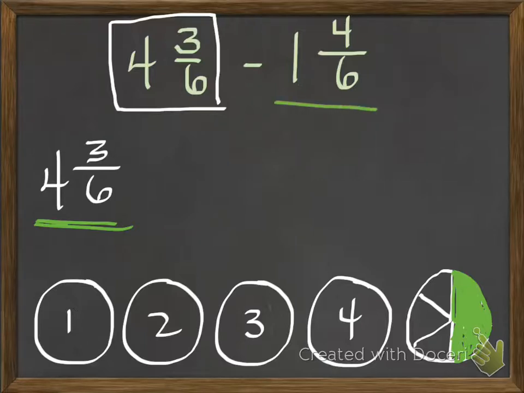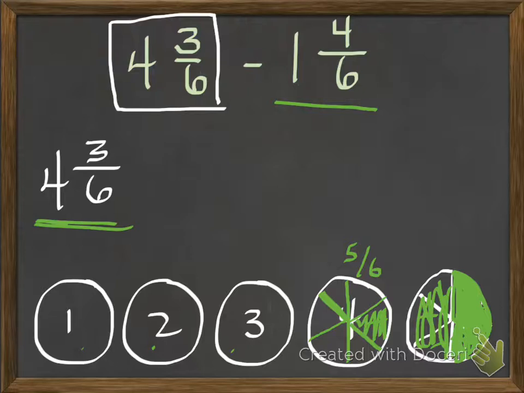Now I've got to take away 1 and 4/6. Well, taking away one of them is easy, but taking away 4/6 is tricky because I've only got 1, 2, 3/6. So what's going to happen is I'm going to take one of my pizzas and cut it into 6 again. And then now I can give away 4/6. I can give away 1, 2, 3, 4/6. And I can see by looking at it, I'm going to have 1, 2, 3 pizzas left. I'm going to give that one away, and I'm going to give away those 4/6. And then I'm going to have 5/6 left over.